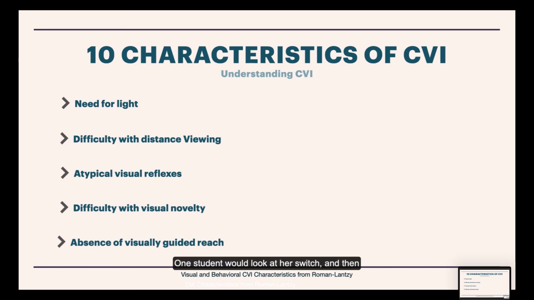One student would look at her switch and then look away before reaching to activate it. It is likely that she utilized her ventral stream vision to identify her switch, followed by turning away and using her dorsal stream vision to continuously locate her switch while reaching to activate it.